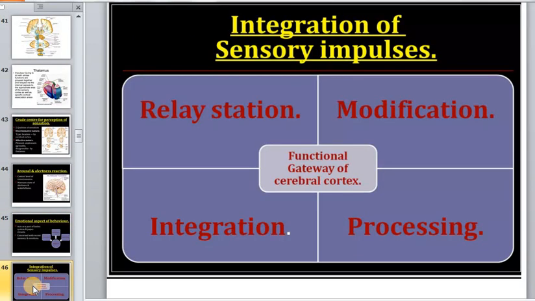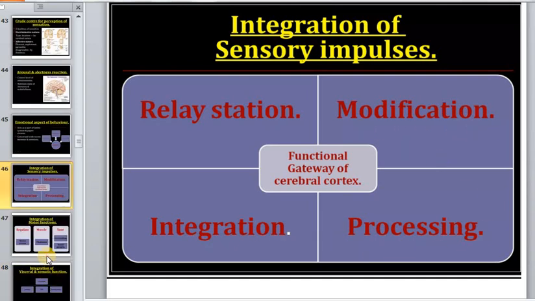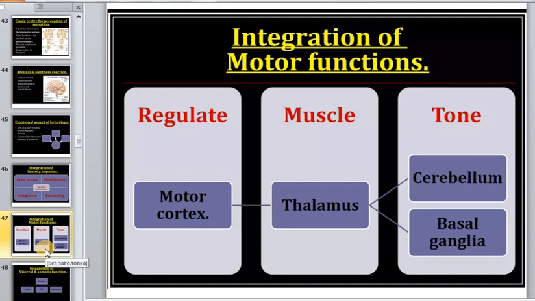And a new slide: integration of sensory impulses, like a general function, a gateway to the cerebral cortex. And here we see a relay station, integration function, processing and modification. It's just that we can stop some senses.